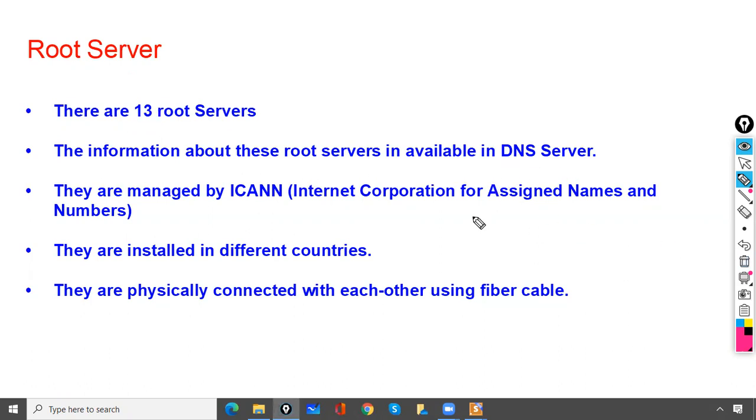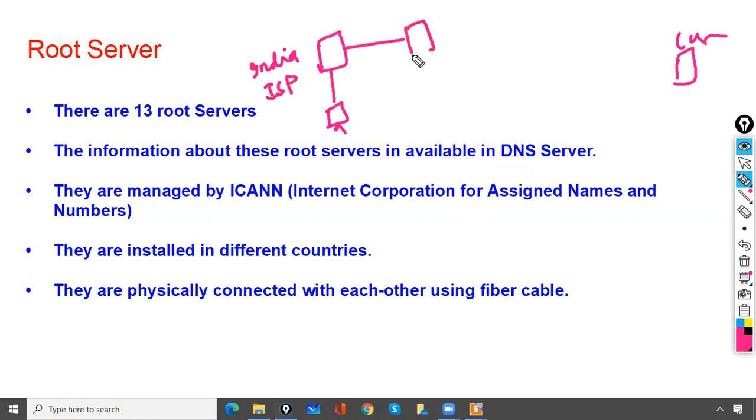So our India user wants to access cisco.com. The request will go to India ISP. From India ISP, the request will go to Japan ISP. But this Japan ISP is not working fine. So this India ISP is having the information about the nearest root server. It will try to contact the nearest root server. So our nearest root server from India is Japan.